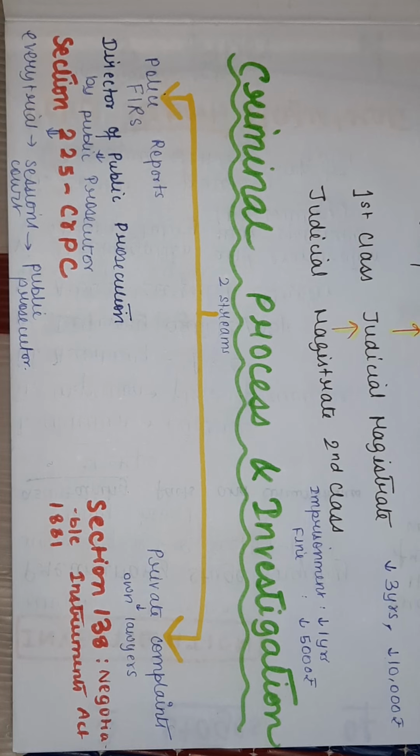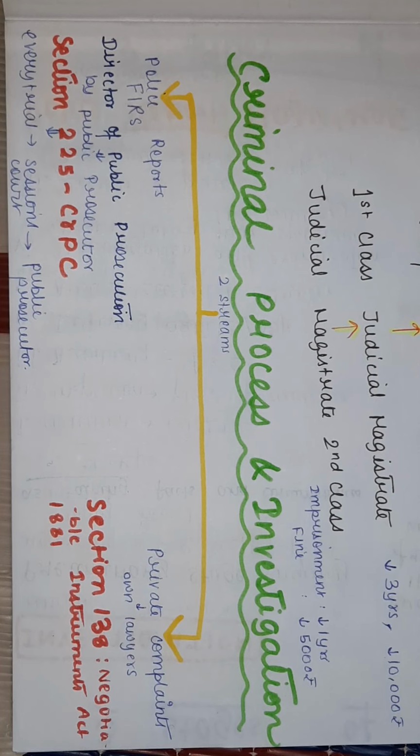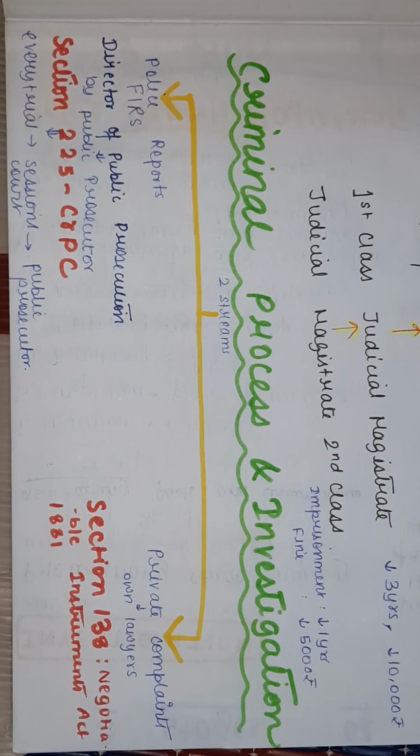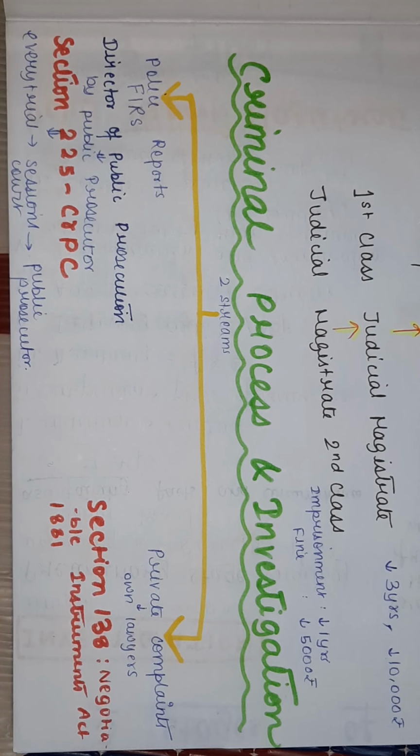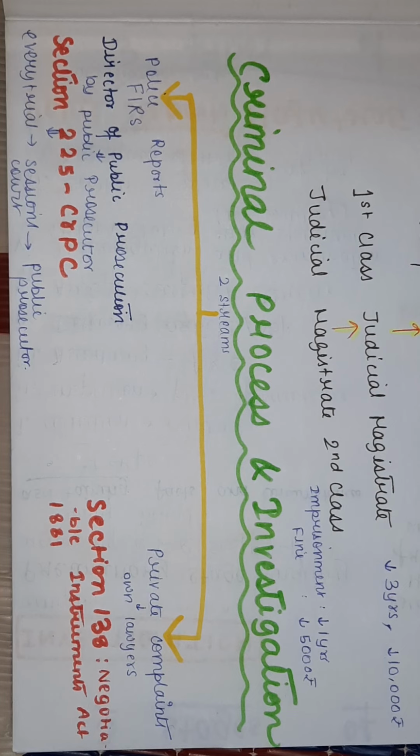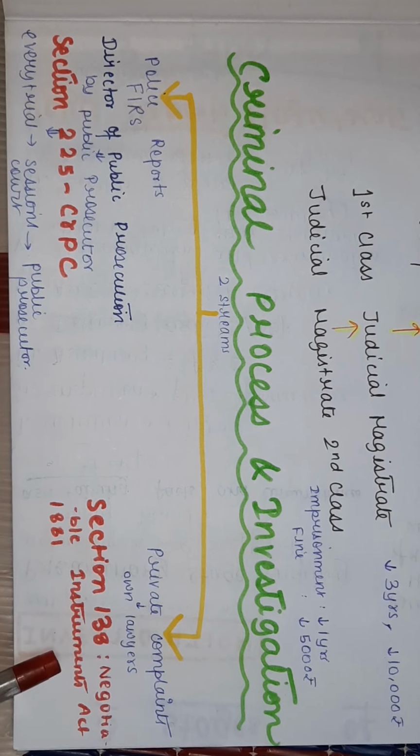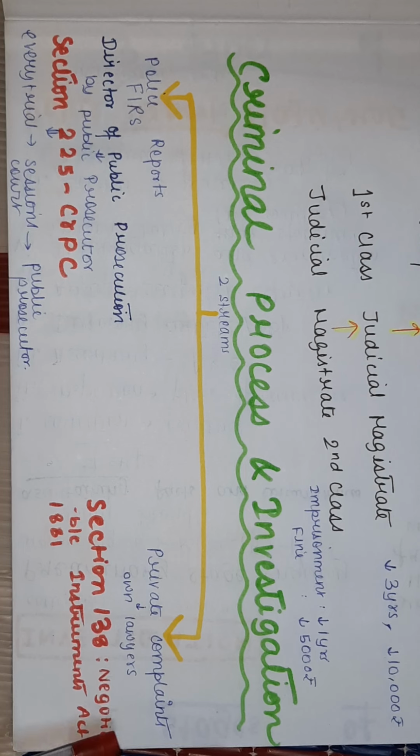In the second stream, we have private complaints. The cases that are instituted on the basis of private complaints. Now, private complaints can be filed by private individuals, and they often engage their own private lawyers with respect to these complaints. Now, section 138 of the Negotiable Instruments Act of 1881 provides a substantive example of this provision of private complaints.